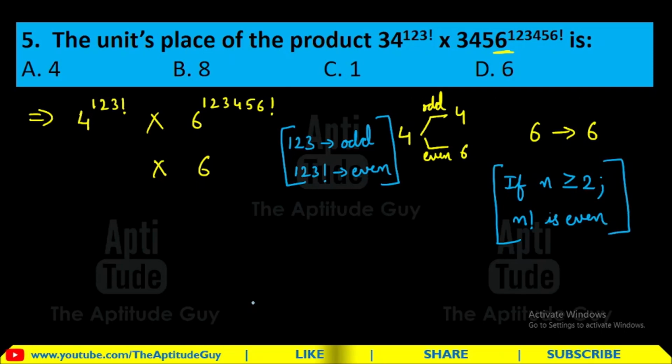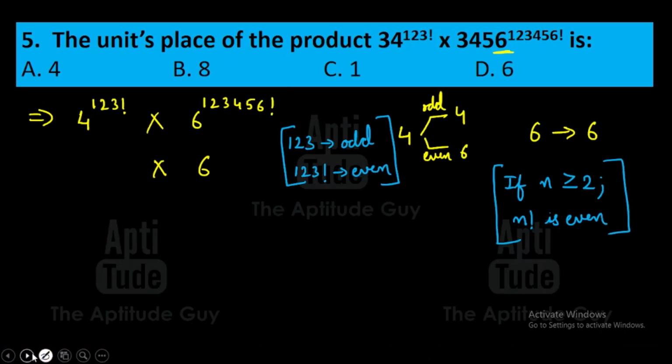Done. So what do we learn from this? We learn that 123 factorial is an even number, so this is 4 to the power even number. And what is 4 to the power even? 4 to the power even is 6. So we have 6 into 6. The final answer is 6.